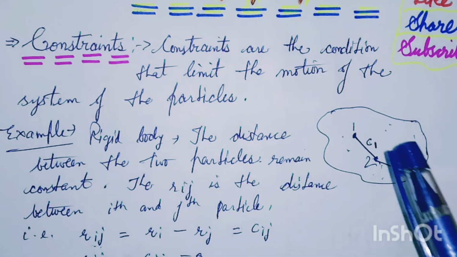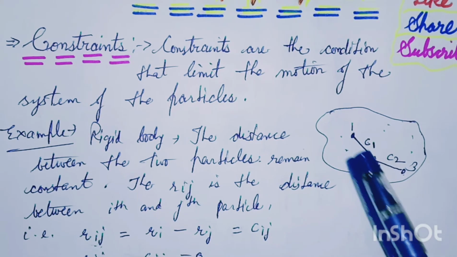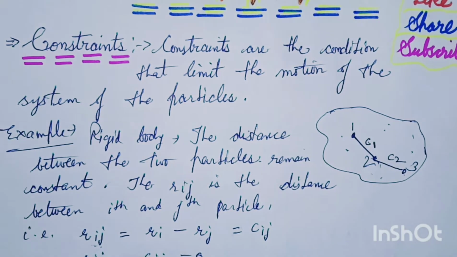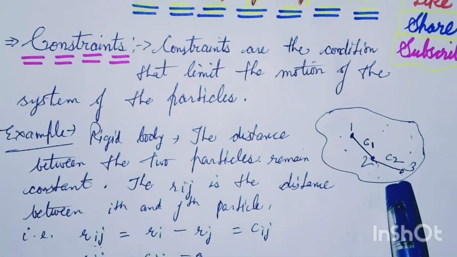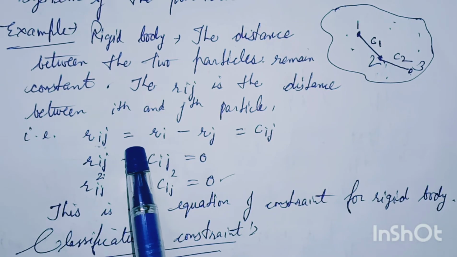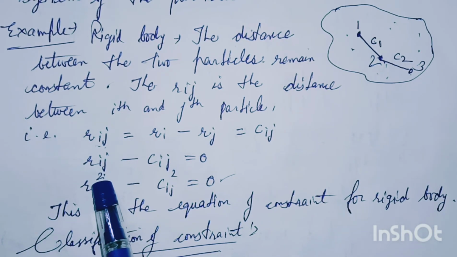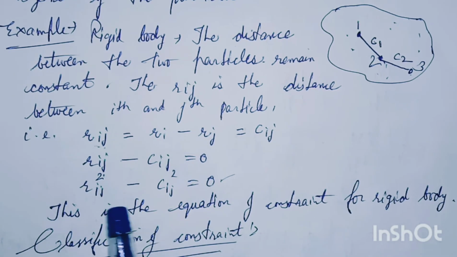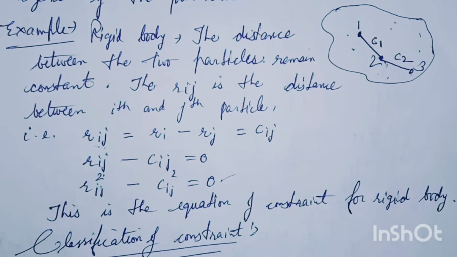Example: this is our rigid body, this is particle 1, this is particle 2, and the distance between the two particles remains constant, denoted by C1, and the distance between particle 2 and 3 is denoted by C2, which is again constant. So rij is the distance between the ith and jth particle. We can write ri minus rj equals cij, so rij minus cij equals 0. When we square this, rij squared minus cij squared equals 0. So this is the equation of constraint for a rigid body.